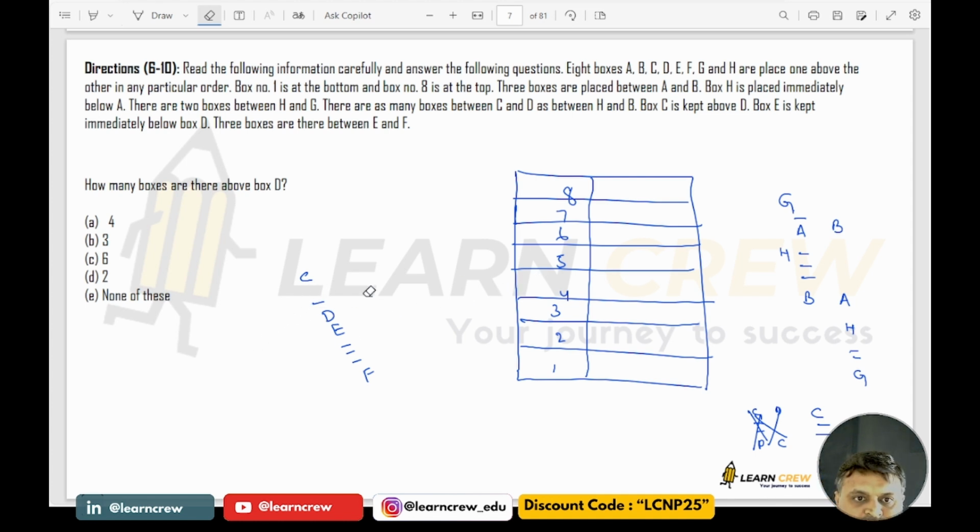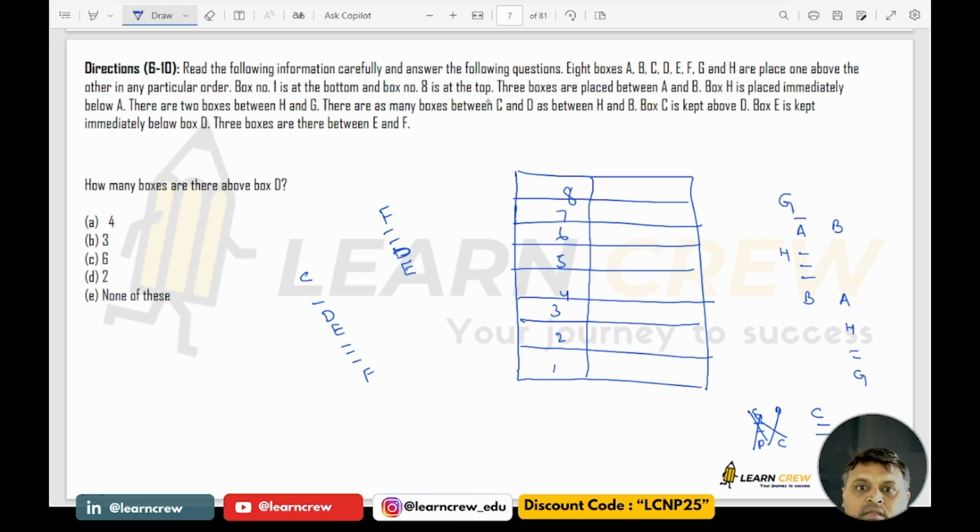If you see here, first thing, H is placed immediately below A. And there are 3 boxes between E and F. This is what is given. And next one more thing is box E is kept immediately below D. Okay, like this. Box E is immediately below D.